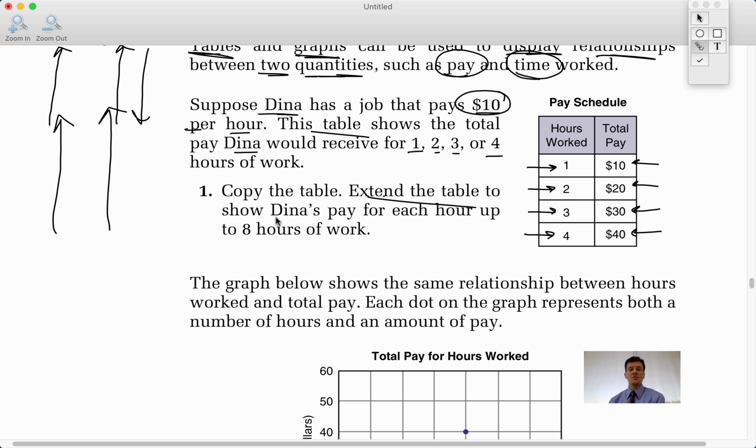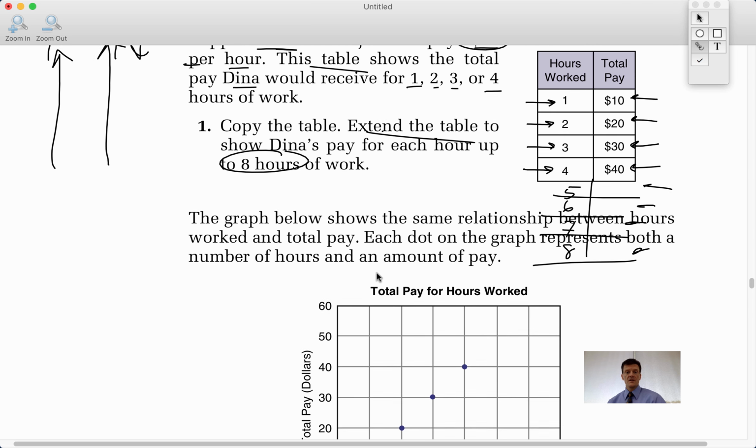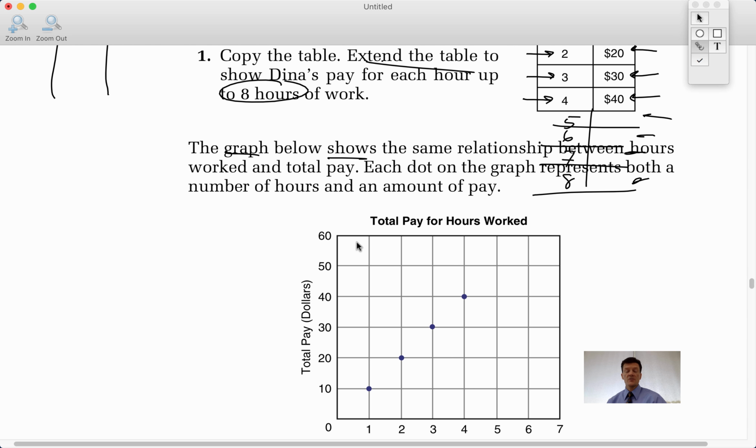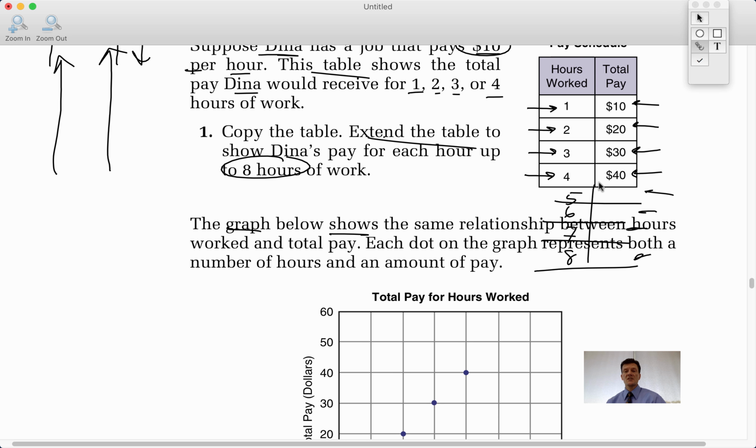It says here extend the table up to 8 hours. So 5, 6, 7, 8. And you fill in the rest of the table here to find out how much she's made for each of those total number of hours that she's worked. The graph here shows the relationship between hours and total pay. Each dot is representing a particular pair of hours worked and pay received. Hours worked, pay received. That's an ordered pair. Hours, for example, 4 hours, total pay, $40.